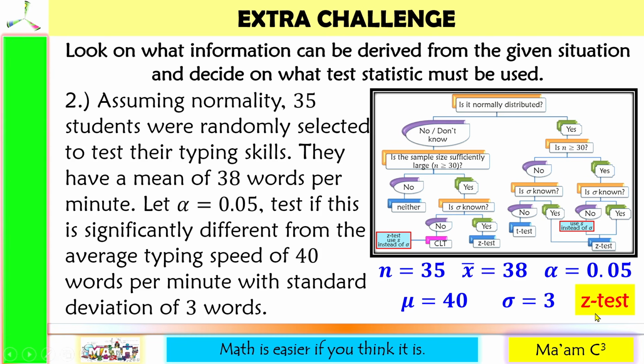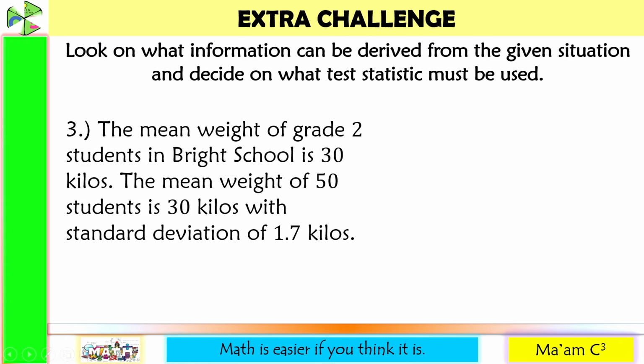The difference of this problem from the first one is that in the first one, it is not really stated that the distribution is normal. So we proceed first in this side. But we also tried on this side when we assume that the distribution is normal and we arrive at the same answer. Next example, the mean weight of grade 2 students in Bright School is 30 kilos.